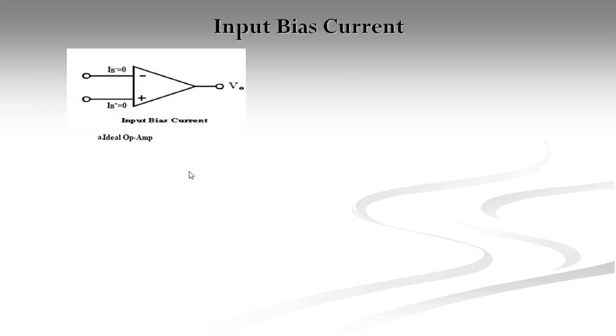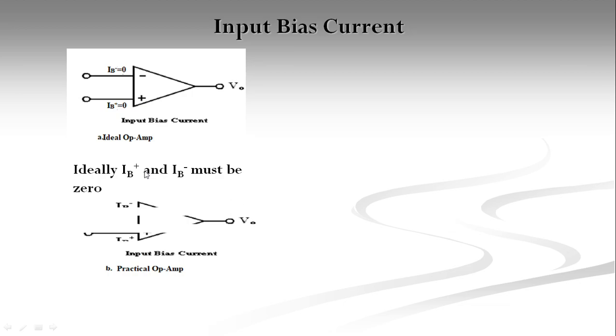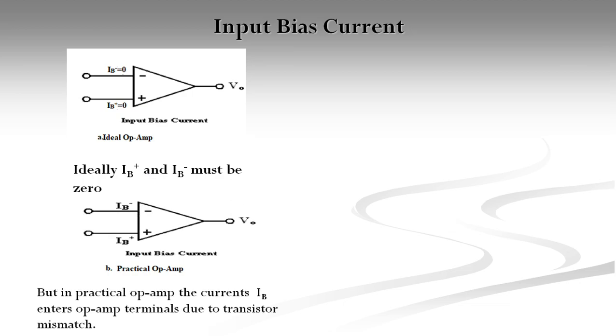Input bias current. So here the figure shows the ideal operational amplifier, and as I already mentioned, for the ideal case the current entering into the terminals of the op-amp, that is IB minus and IB plus, is equal to 0. And here the figure shows a practical operational amplifier, but practically that is not the case. So the current taken from the terminals of the op-amp is not equal to 0 for a practical op-amp, and this is mainly due to the transistor mismatch.